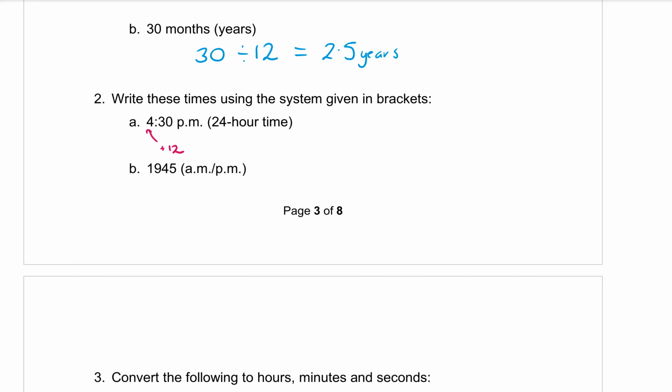So there's 12 hours in the morning that have gone by. So 4 plus 12 makes 16. And the minutes don't change. So 16:30 would be 24-hour time.